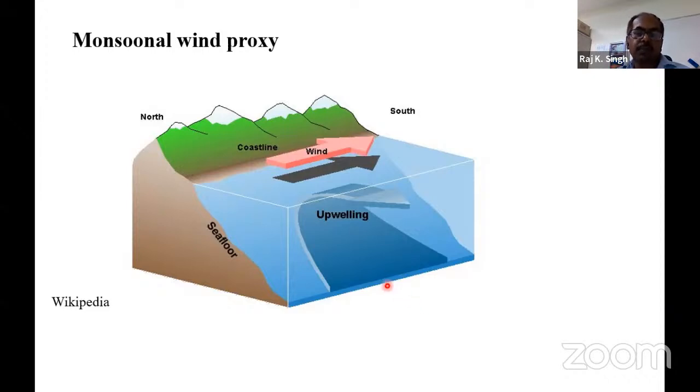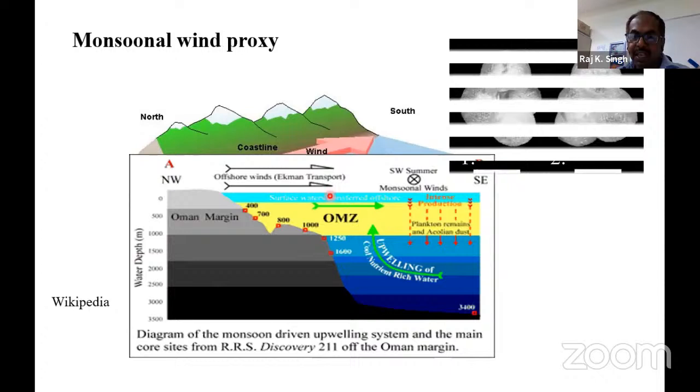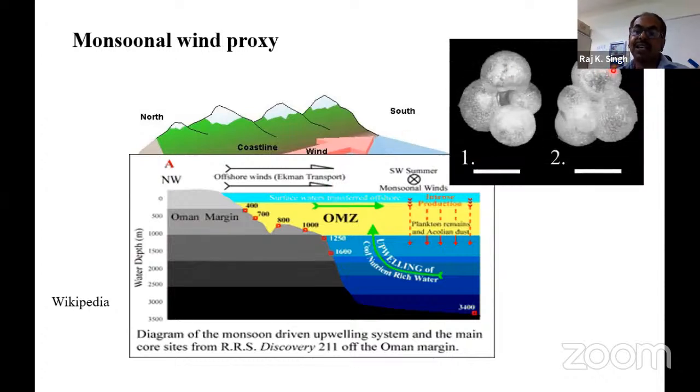If you see the monsoonal upwelling proxy, one of the most important regions where people started studying is the Oman margin, where ODP drilled a number of cores, 722 and 723. When the monsoonal winds are strong, they drag the surface water from the Oman margin, which is quite hot. To replace that water, the bottom water, which is cool and nutrient rich, comes up. When these waters come to the surface, they bring nutrients and also cool the surface water over these regions, which makes sub-Antarctic or sub-Arctic species present here.